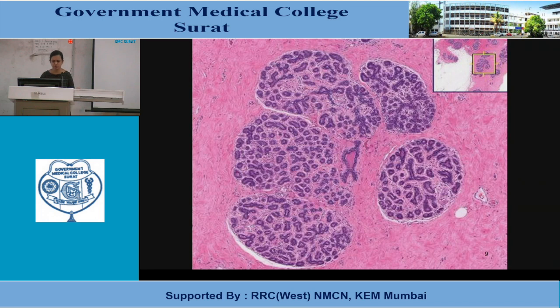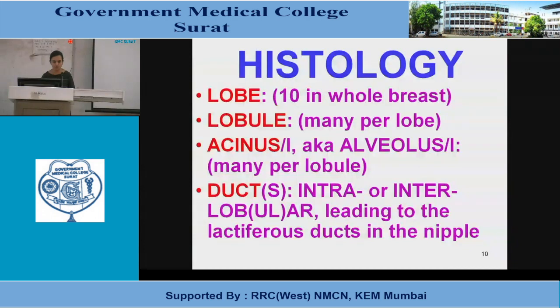These two stromas differ in their consistency. The one with a myxoid tinge, that means a typical bluish tint, is the intralobular, and the extralobular one is more fibrous and therefore has a more pinkish texture. Histology, as we already know: lobes, there are 10 in the whole breast. Lobules, there are many lobules per lobe. Acinus, plural acini, also known as alveolus or alveoli, many per lobule. And ducts, which are intra or interlobular, leading to lactiferous ducts near the nipple.